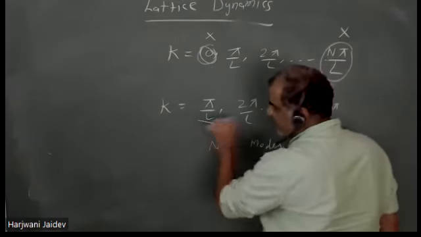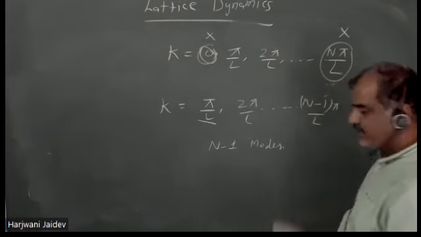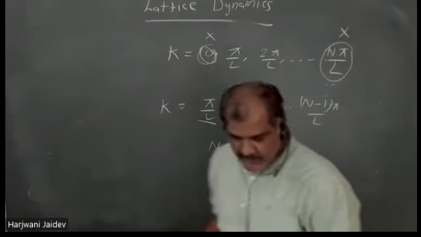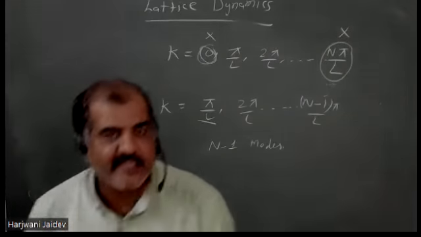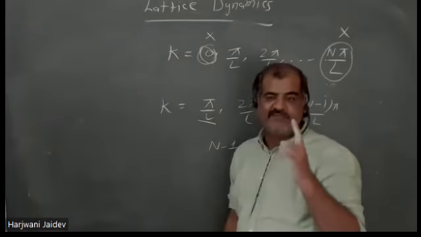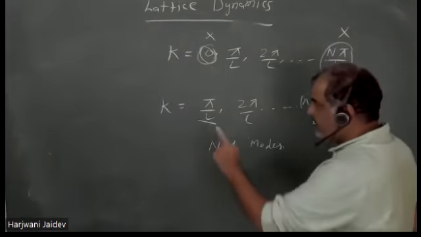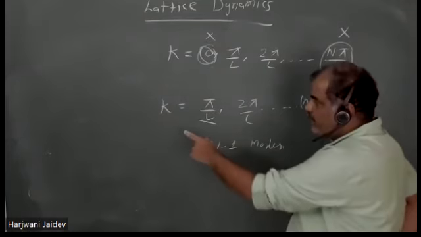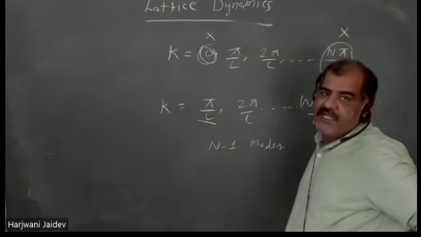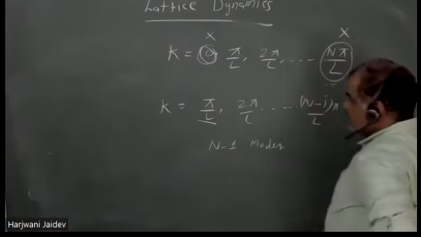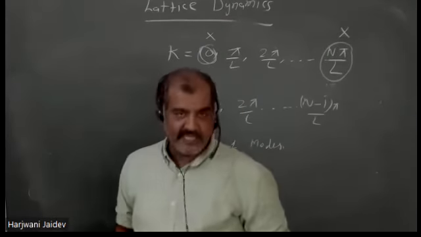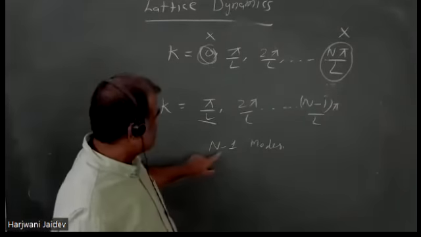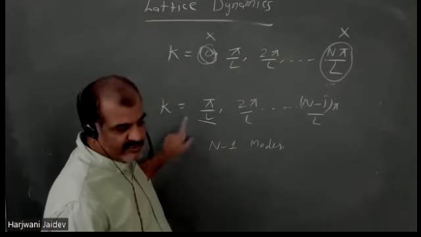Each value of k represents a mode. मोड का मतलब क्या होता है? एनर्जी. और एनर्जी किससे रिलेटेड है? के से. और के किससे रिलेटेड है? वेवलेंथ से. So each value of k, and each value of lambda, represents a mode. So if in a crystal we have n plus 1 atoms, then we have only n minus 1 modes for that 1D crystal.